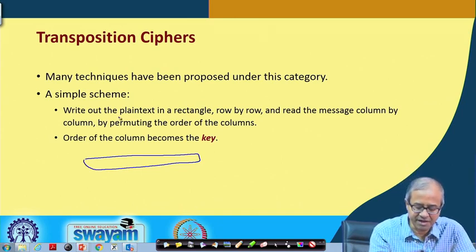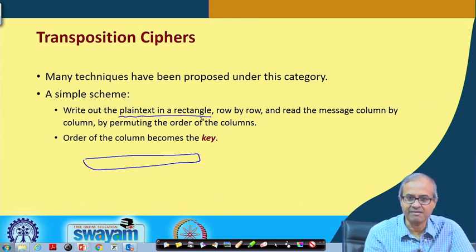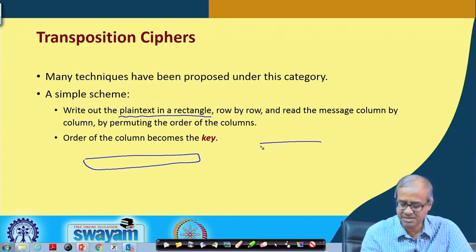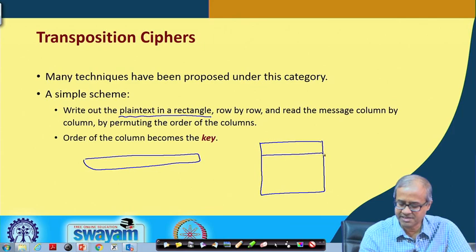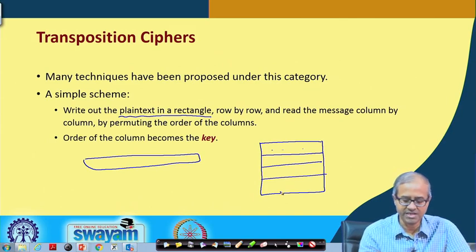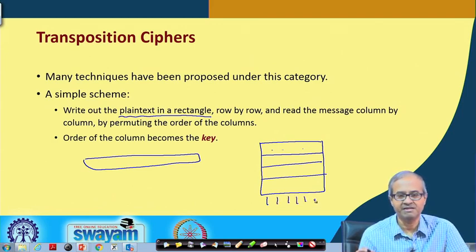First thing is that I write out the plain text in a rectangle. Rectangle means number of letters in a row is fixed. So, I write certain number of letters in a row, then in the next row, then in the next row, like this. Row wise I write down the letters in a rectangle. Now, the number of columns in the rectangle, that is part of the key, that I will not tell anybody.